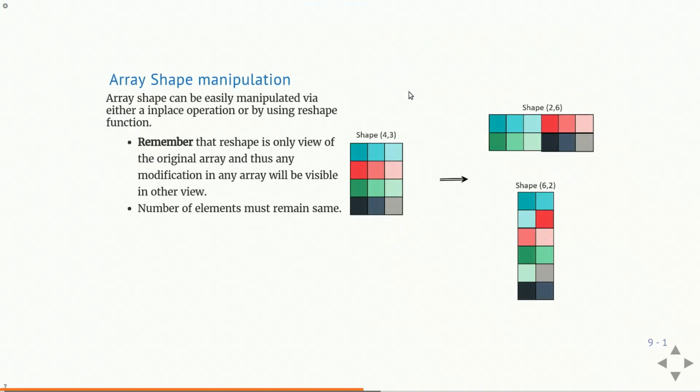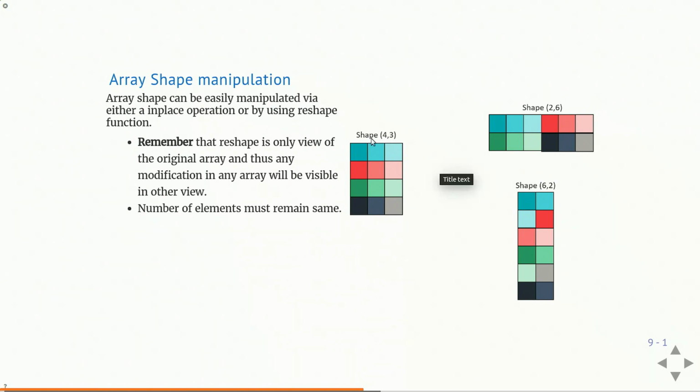Array shape manipulation is one of the most frequent operations that we will perform while vectorizing our code. Array shape can be easily manipulated via either an in-place operation or by using the reshape function. We are going to see both examples. But one thing we have to remember is that array shape manipulation will always create a view of the existing data. It's not going to create a new array. Secondly, we have to remember that while reshaping, the number of elements of the new array has to be the same as that of the existing array. That is, the number of elements can't change.